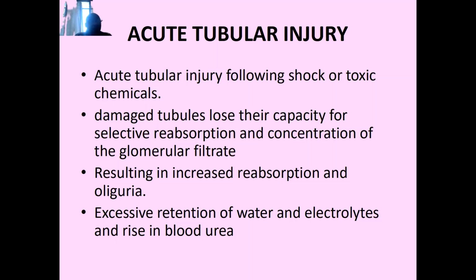This is a case of acute renal injury, where we say that if the patient passes less than 500 ml of urine in 24 hours, then we start talking about acute renal failure, or acute kidney injury. So excessive retention of water and electrolytes and a rise in blood urea is what happens in this one, because there is no excretion. The electrolytes stay in the body, especially sodium, potassium, and also urea. And this patient can start having what is called uremic encephalopathy.